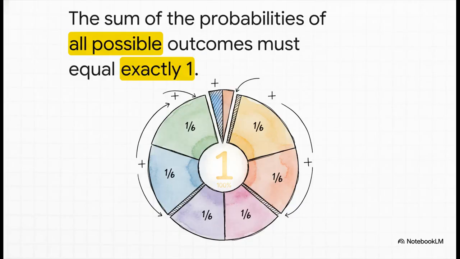And golden rule number 2 is the sum rule. This one's just as critical. It says if you figure out every single possible thing that could happen, no exceptions, and you add up all of their probabilities, that total has to equal exactly 1, because you've covered 100% of what could possibly happen.